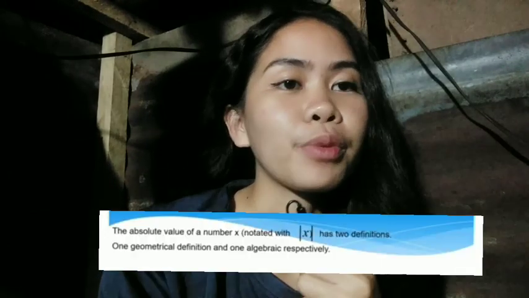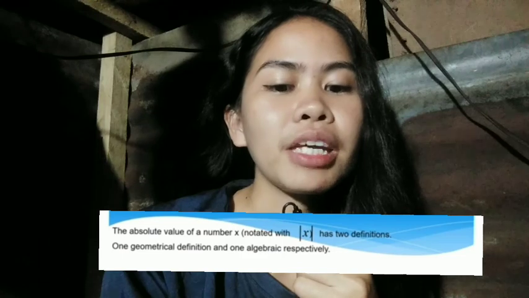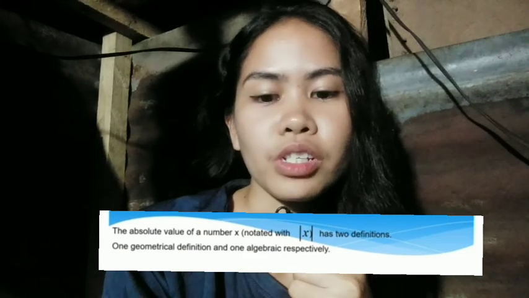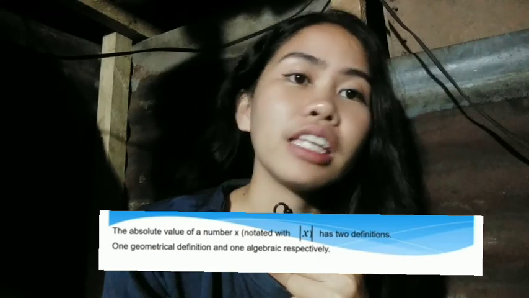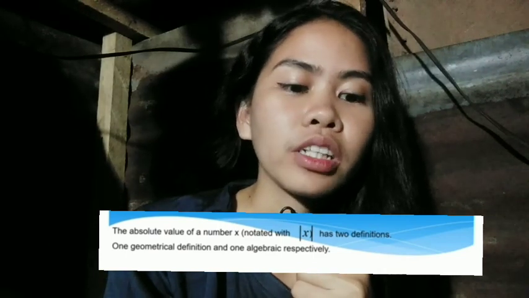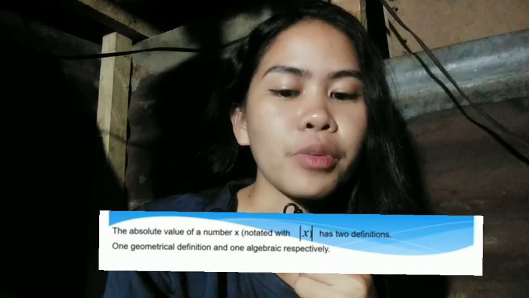Geometry students, I am Hesi, and in this presentation we will be discussing the concept of absolute values, focusing particularly on its geometrical definition. The absolute value of a number, denoted as |x|, can be understood through two primary definitions: the geometrical definition and the algebraic definition. In this session, we will delve into the geometrical perspective.